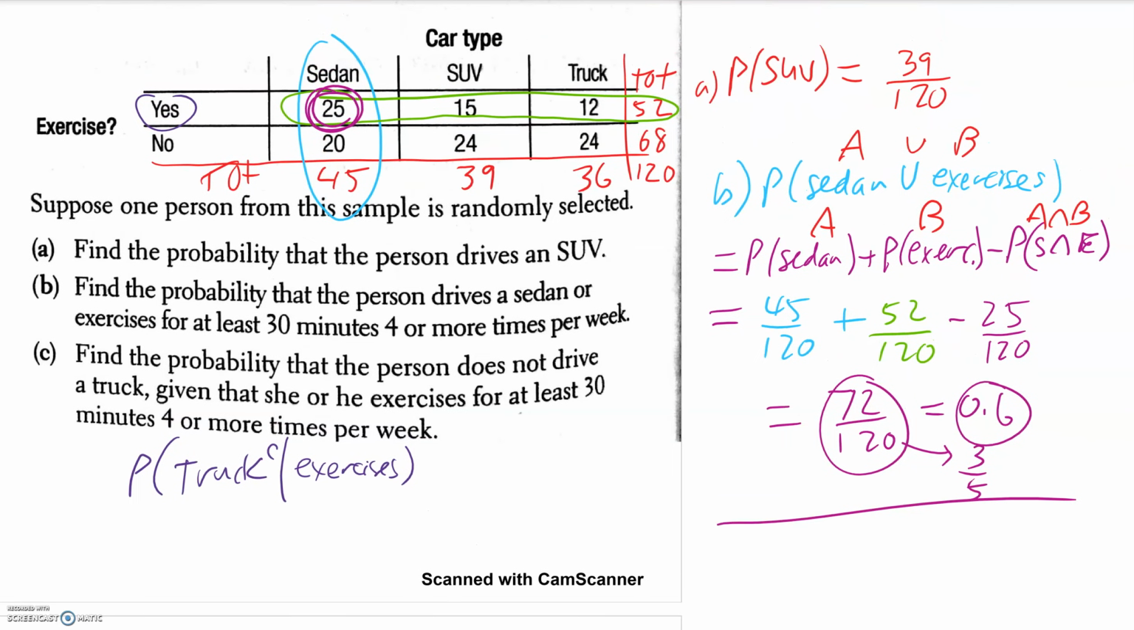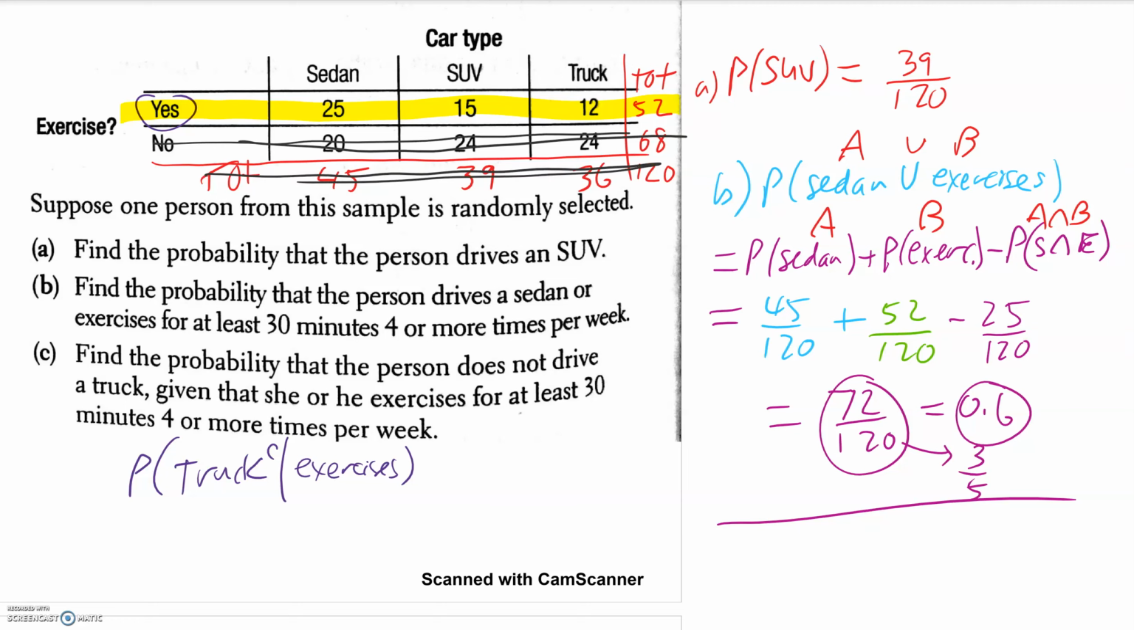Okay, so again, we're going to go back to our table. Let me get rid of some of this mess. Given that they exercise, so we're going to focus on that. Given that they exercise, stay here. In fact, I'm just going to get rid of all of this. Don't even pay attention to it.